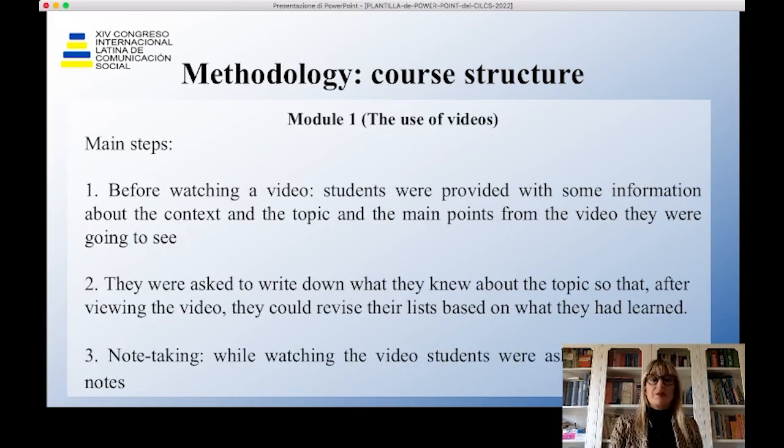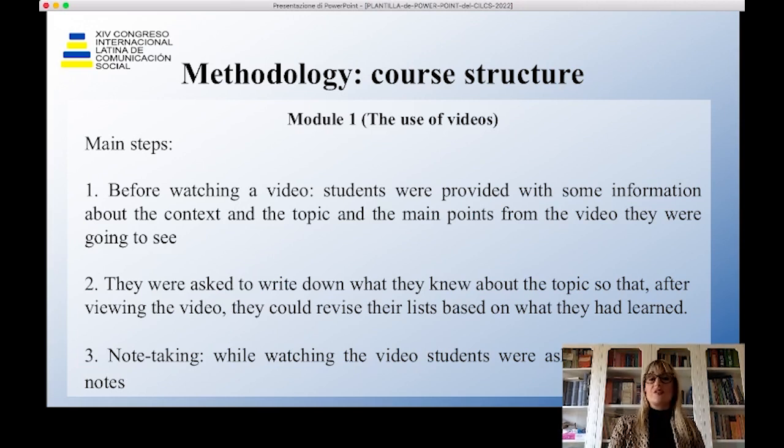Module 1 was based on the use of videos. The main steps of this methodology were as follows. Step number 1: before watching the video, students were provided with some information about the context, the topic and the main points from the video they were going to see. In the second step, they were asked to write down what they knew about the topic so that after watching the video, they could revise their lists of words based on what they had learned.